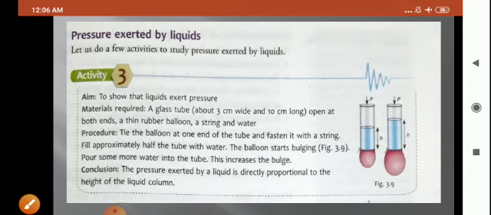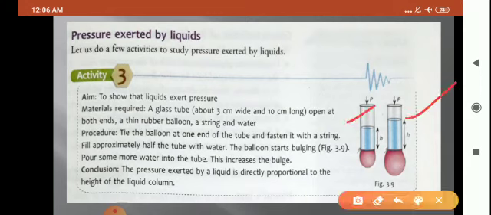And one more conclusion you can draw, that the more the height of the liquid column, the more will be the pressure exerted by it. Here the height is more as compared to this. So here the bulginess of the balloon is more. It means that the liquid is exerting more pressure as compared to this first tube.